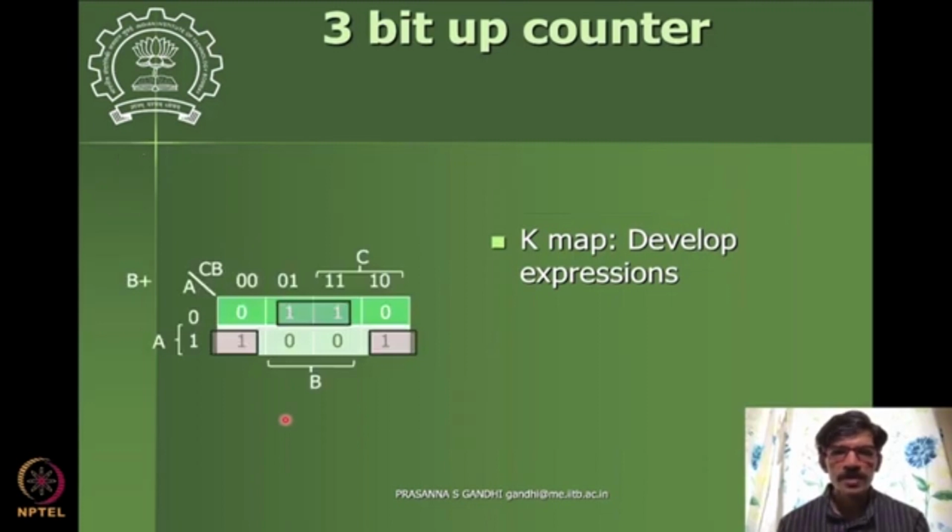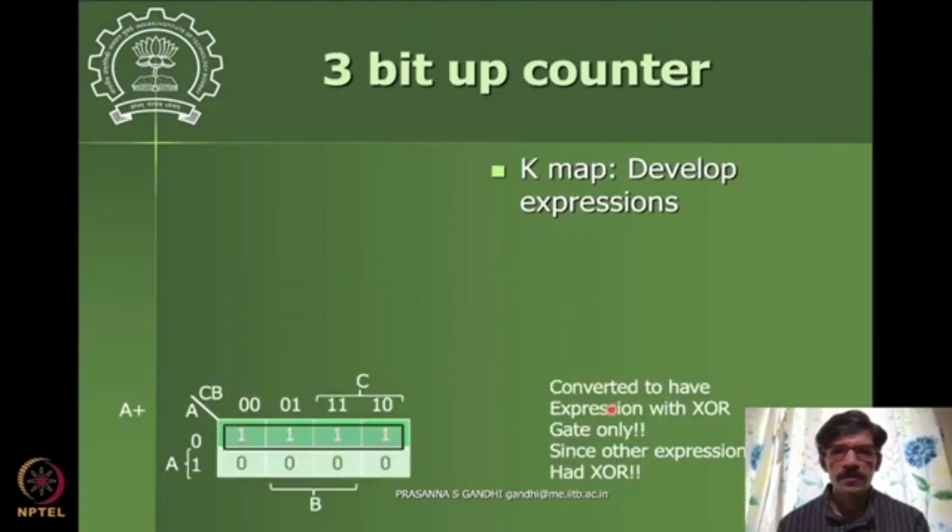Like that you will develop it for B plus also. So B plus is expressed as a function or Boolean expression of ABC. It happens that this is not dependent upon C here, and the same way for A plus.